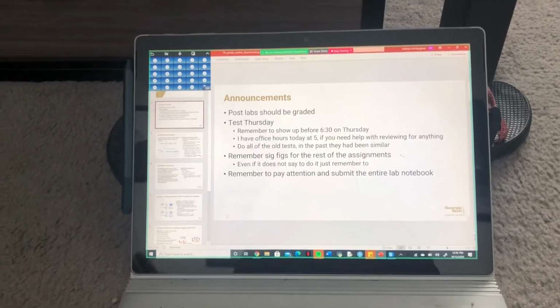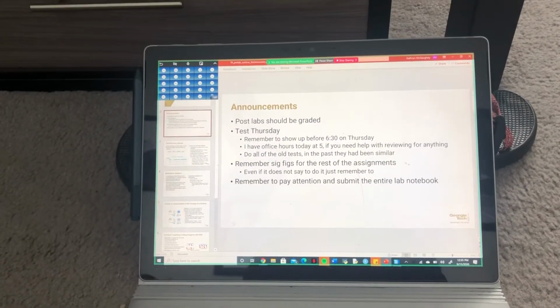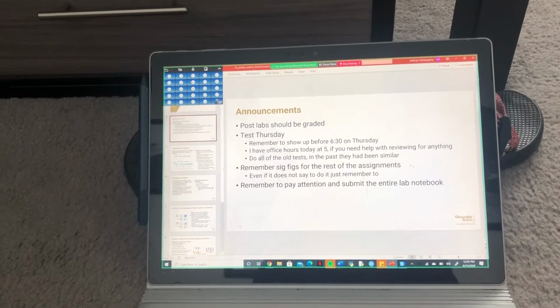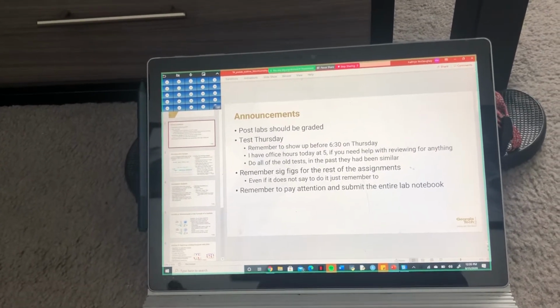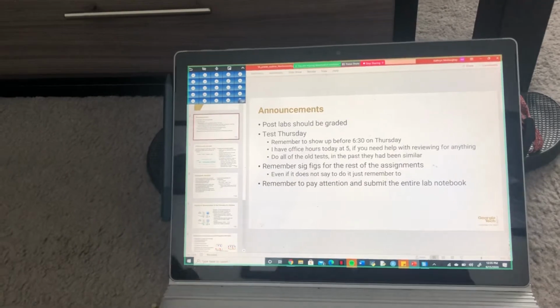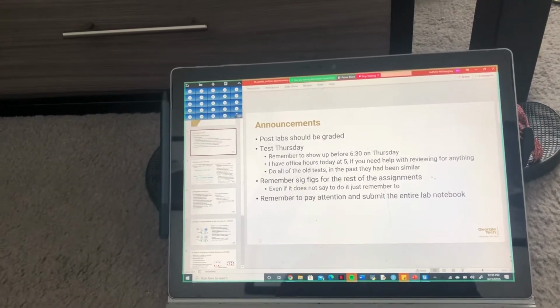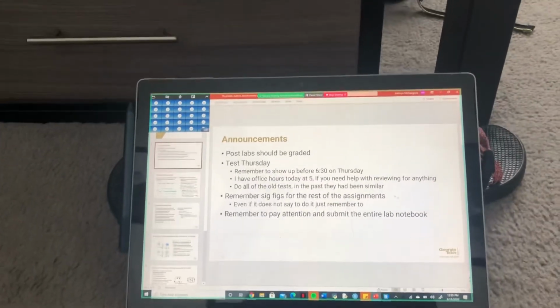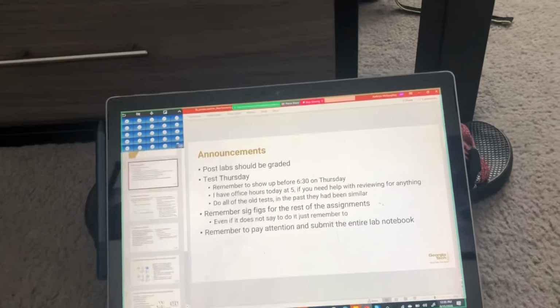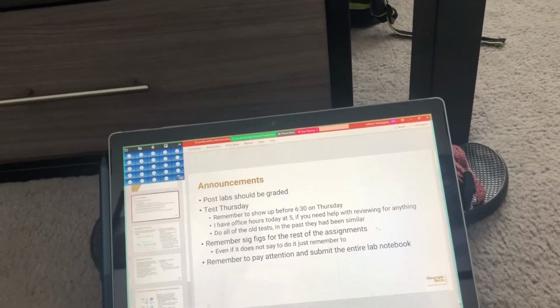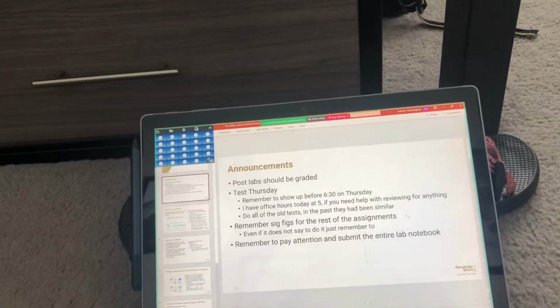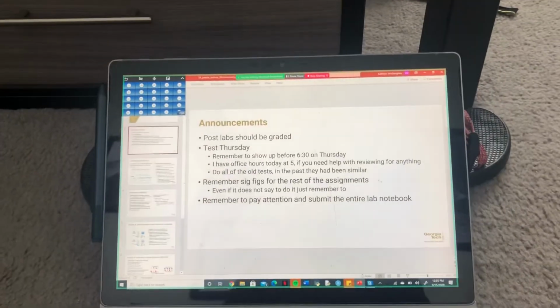Your post-lab should be graded. Let me know if you have any questions about that. And also, you guys have a test on Thursday. And remember to show up before 6:30 p.m. on Thursday just to get settled in, because the test starts promptly at 6:30. And if you guys are late, then you lose a little bit of time. And I know for these tests, especially the first one, I used the full time.